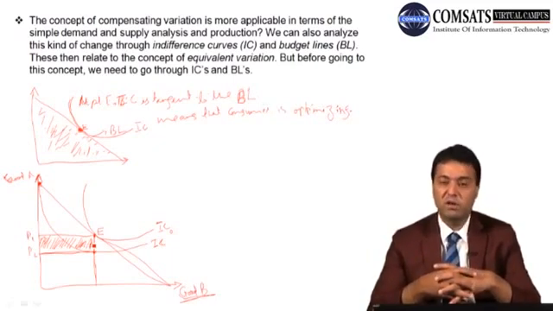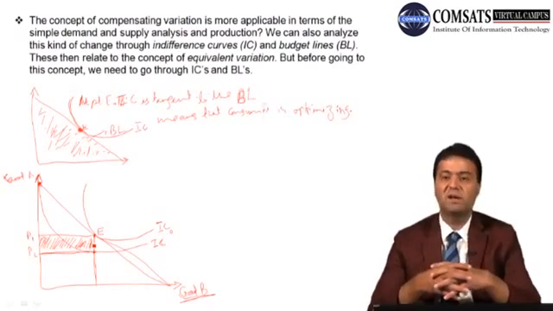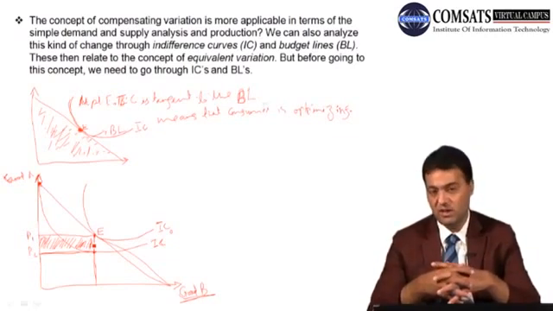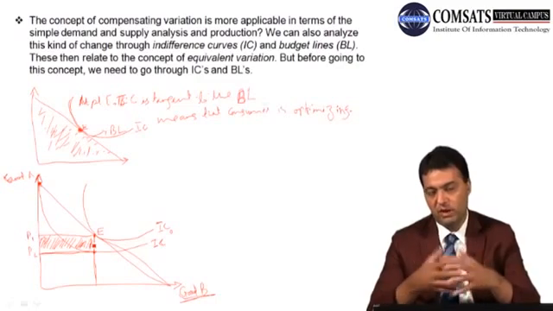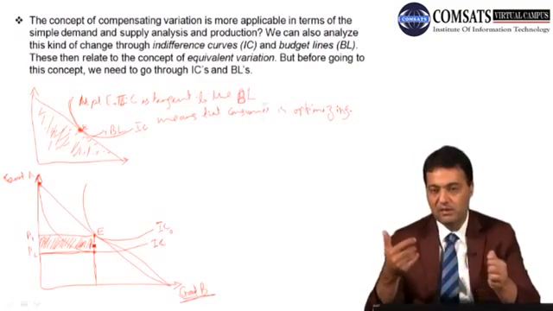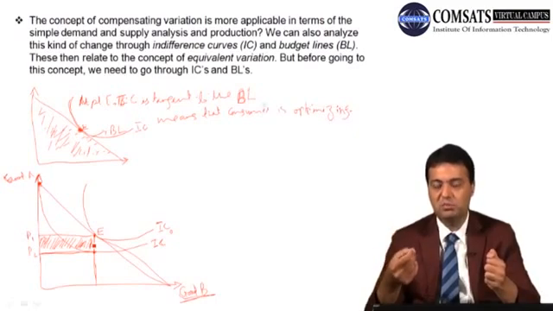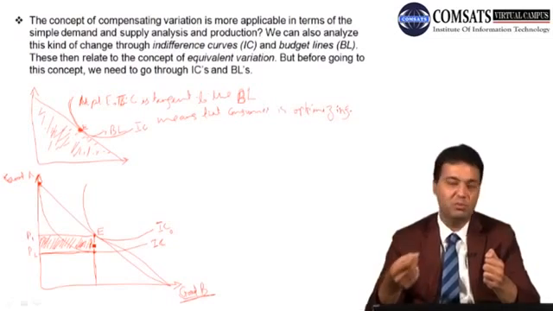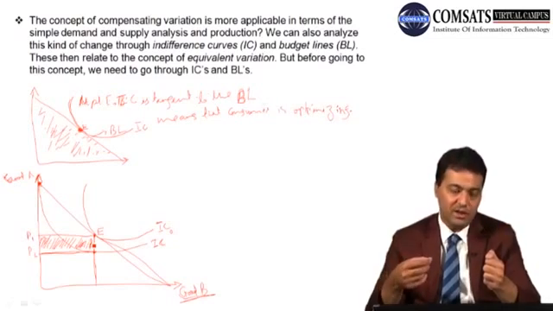So this is equivalent variation, very much similar to the compensating variation, a bit different because we are analyzing these in terms of indifference curves and budget lines. What is happening over here is that again there is this loss, which means that the policy over here is not a Pareto optimal policy. So the government is coming in over here.